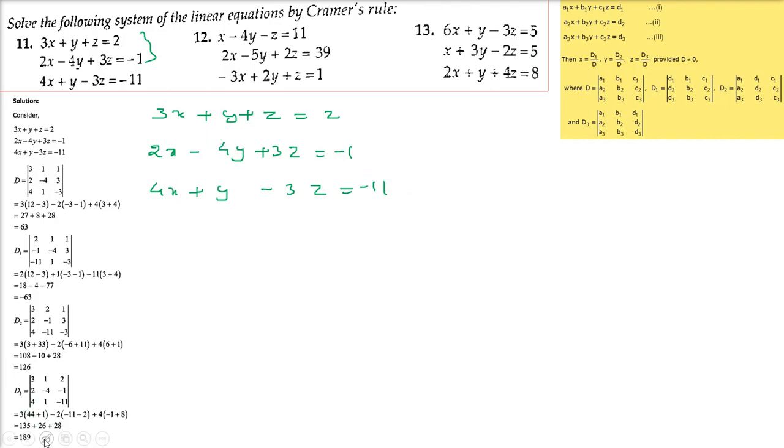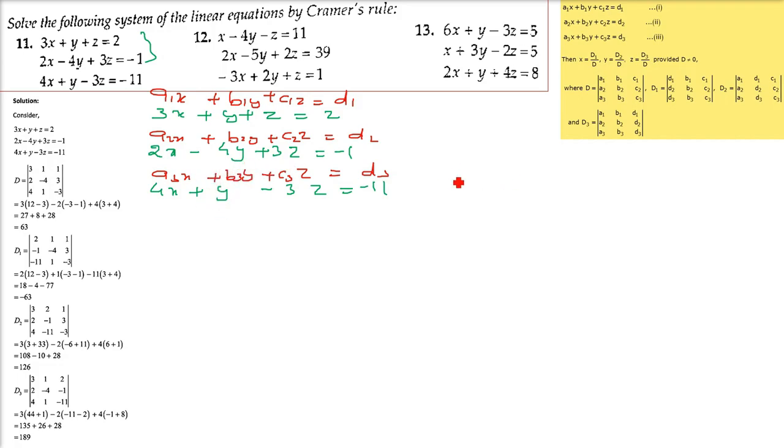Now, we will equate it with the general equation with 3 variables. So a1x plus b1y plus c1z equals d1, a2x plus b2y plus c2z equals d2, and a3x plus b3y plus c3z equals d3. Now, a1, a2, a3 we know are 3, 2, 4. b1, b2, b3 we have 1, negative 4, 1. c1, c2, c3 are 1, 3, negative 3.